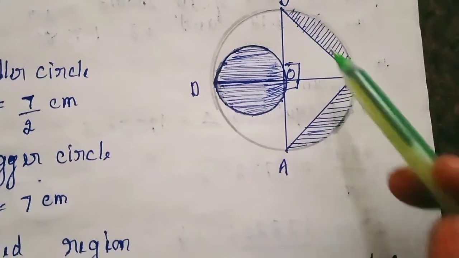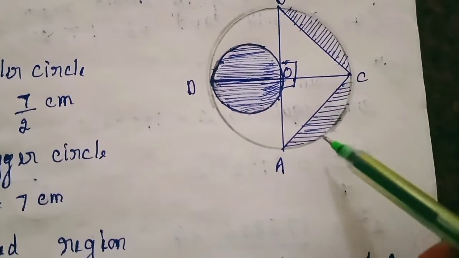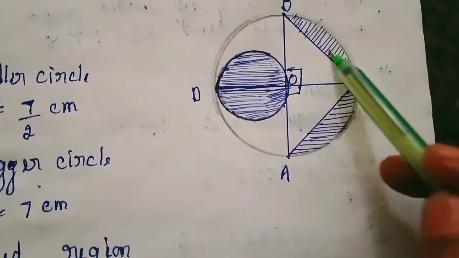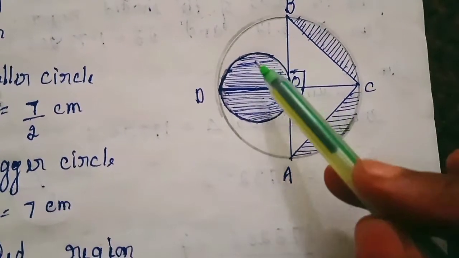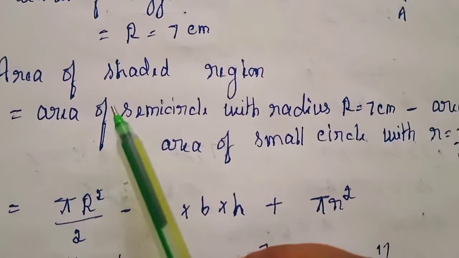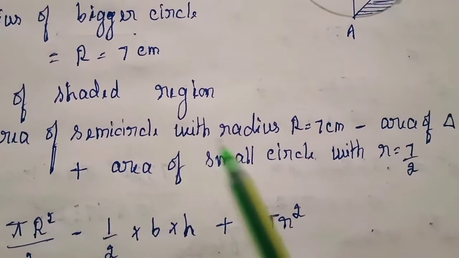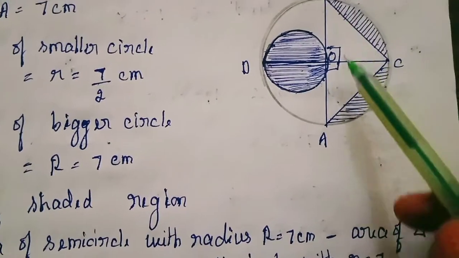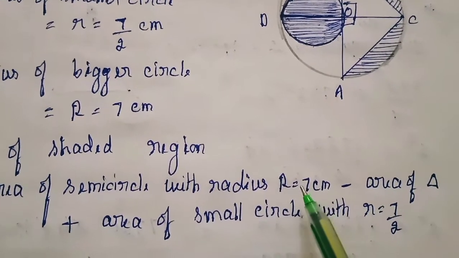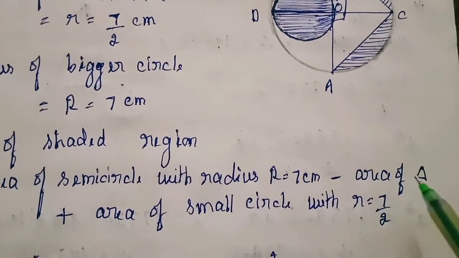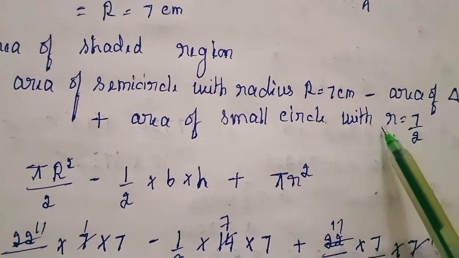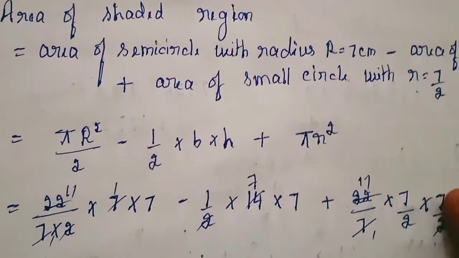Because here, why am I subtracting? Because I have to remove the triangle here to get the shaded part. And here you can see the complete circle is shaded. So I can add this small circle area to this shaded region. Then I'll get all the three shaded parts. So area of shaded region equals area of semicircle with radius capital R, that is 7 centimeter. So be careful here, you have two radii. Area of semicircle with radius capital R, that is 7 centimeter, minus area of triangle, plus area of the small circle with radius 7 by 2 centimeter.